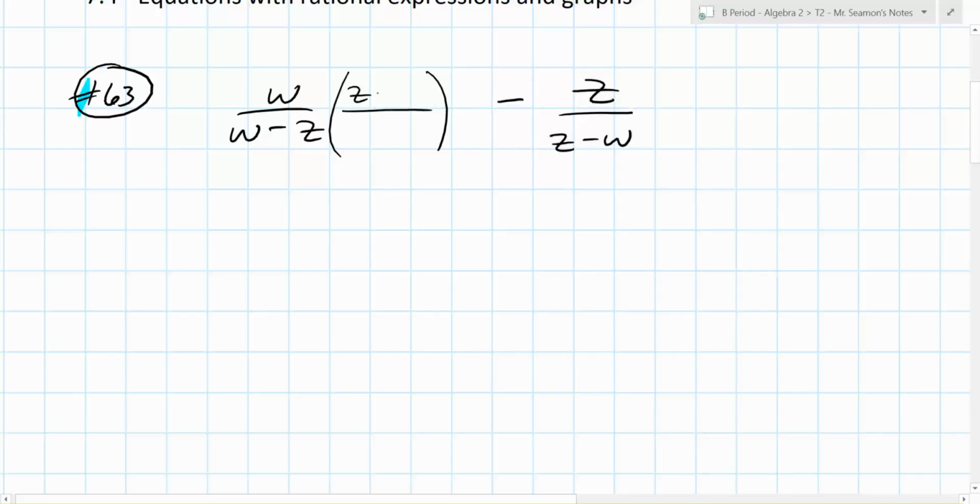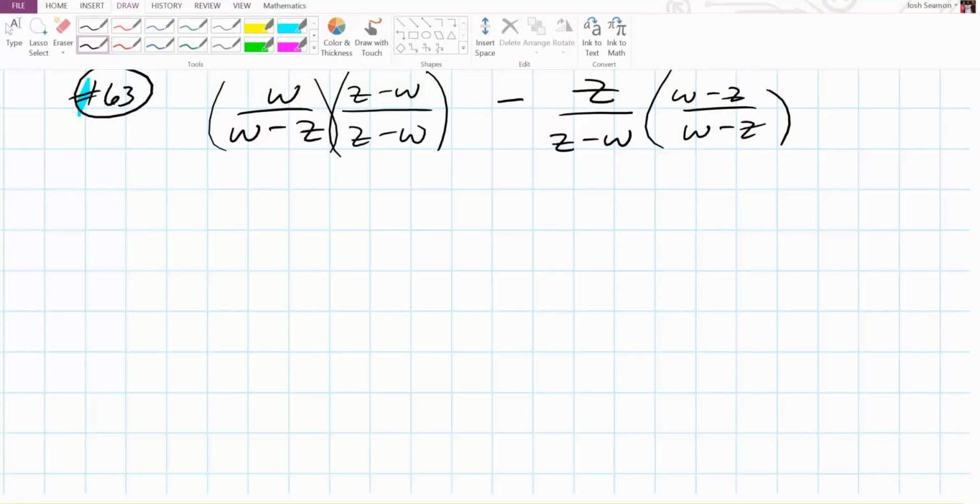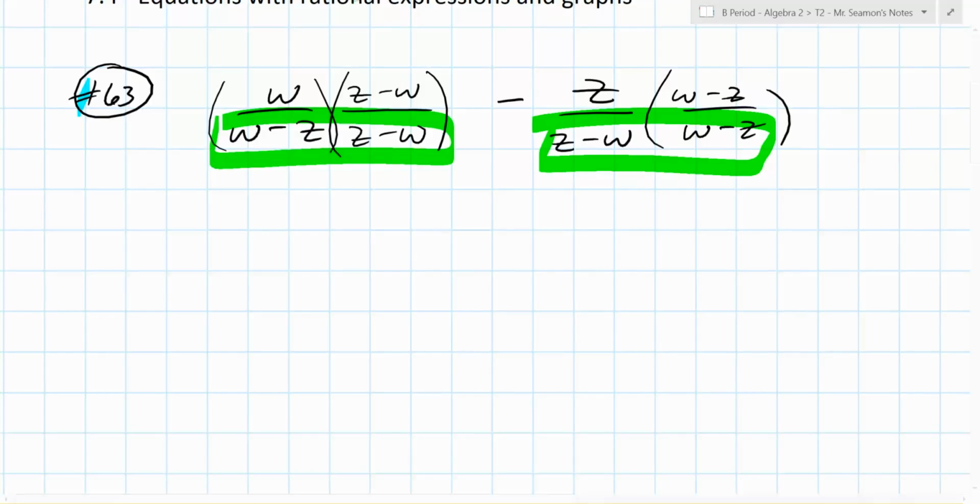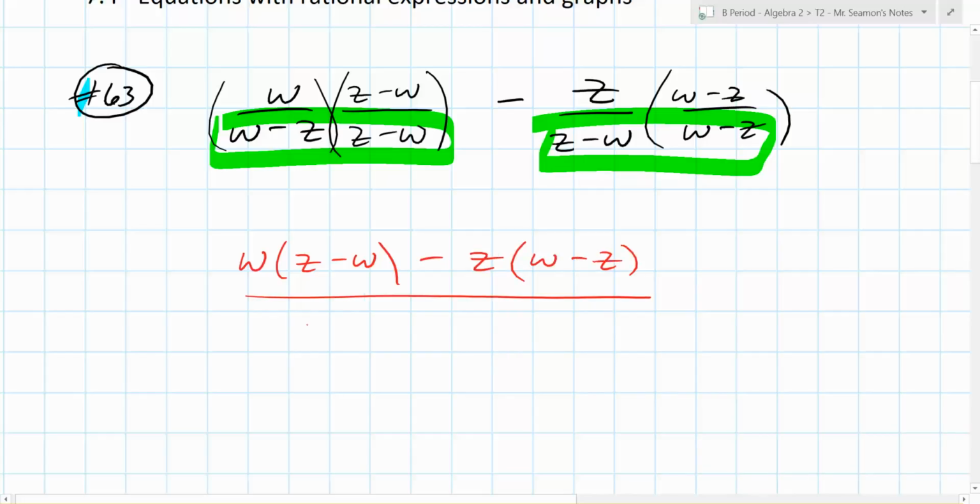What are you going to multiply this one by right here? Z minus w over z minus w. And what do you multiply this one by? W minus z over w minus z. Correct. So now, do we have a common denominator? Yes, that's the same thing in both fractions. So we subtract the numerators: w times w minus z minus w minus z times z minus w, over what's the common denominator? W minus z.